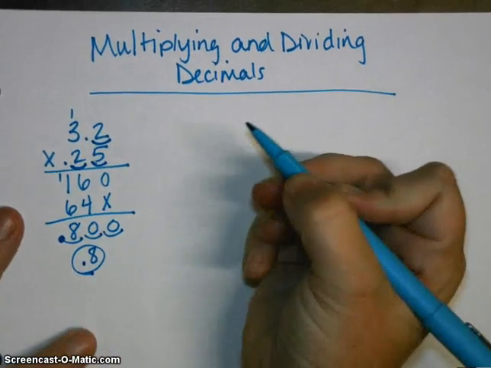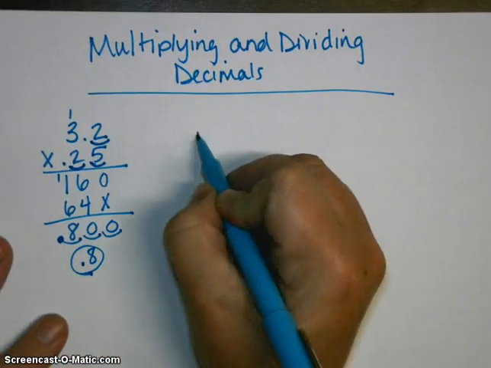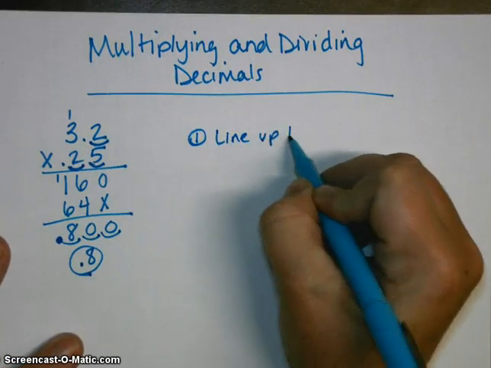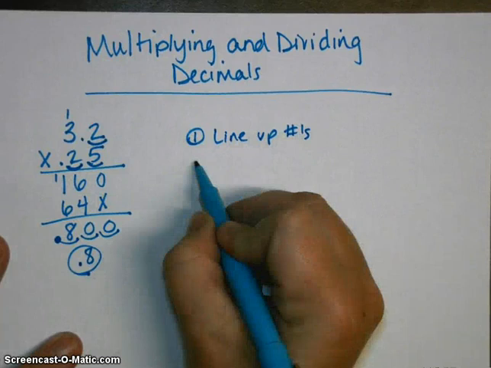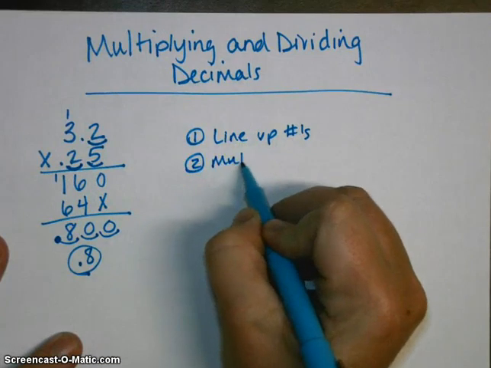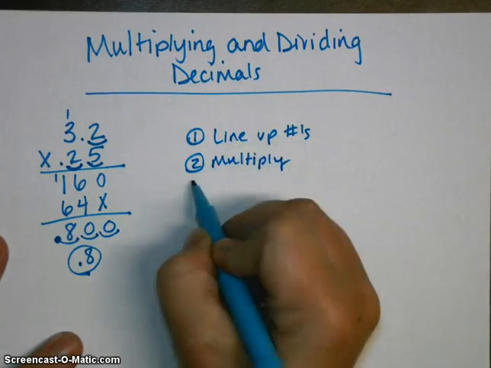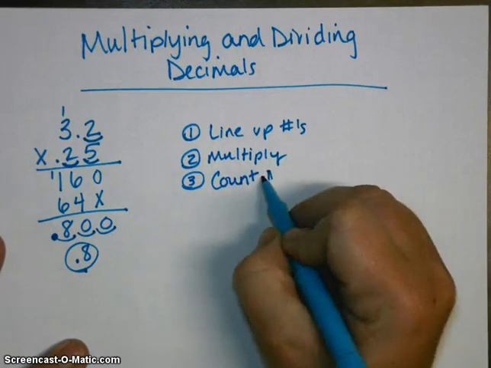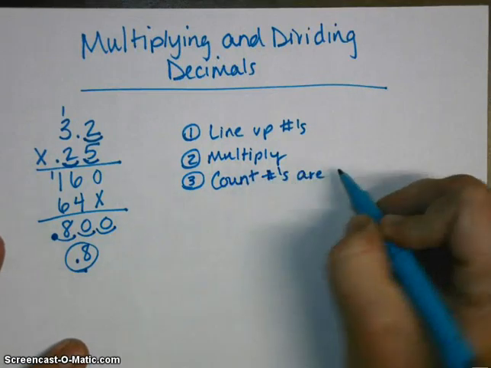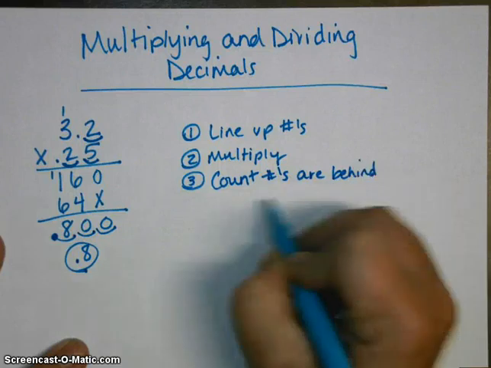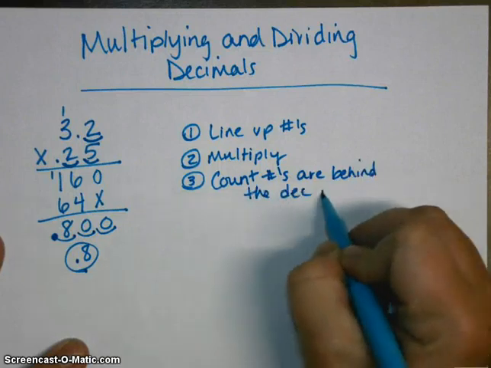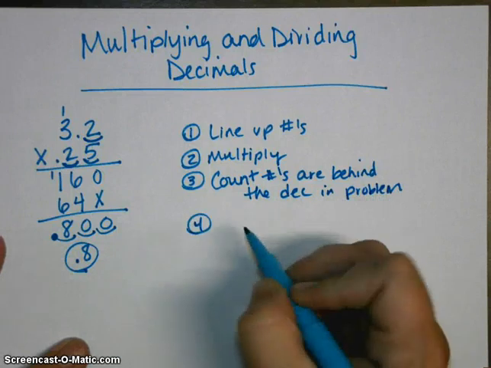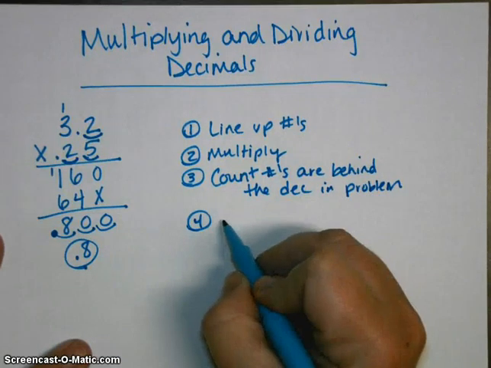So to generalize multiplying decimals, 1, I'm going to line up the numbers, not the decimals. 2, I'm going to multiply like normal. 3, I'm going to count how many decimal places, or how many numbers, are behind the decimal in the problem. And then 4, I'm going to put that many numbers behind the decimal in the answer.